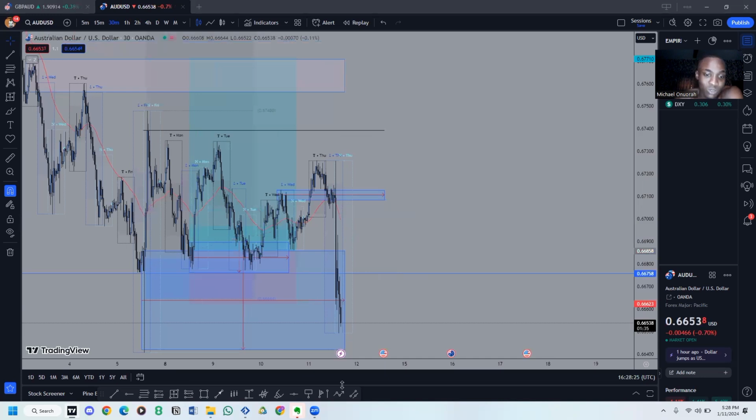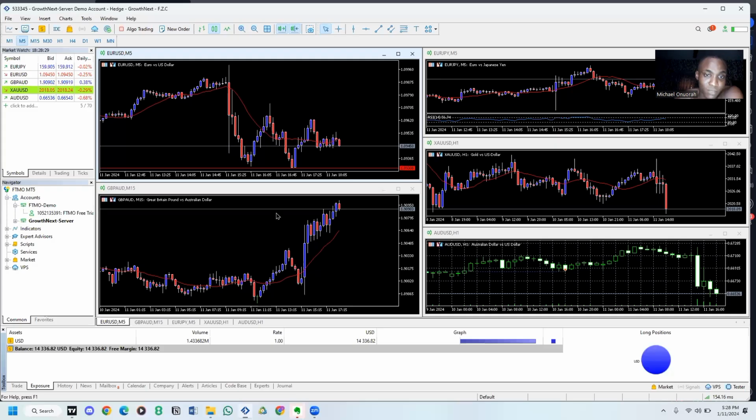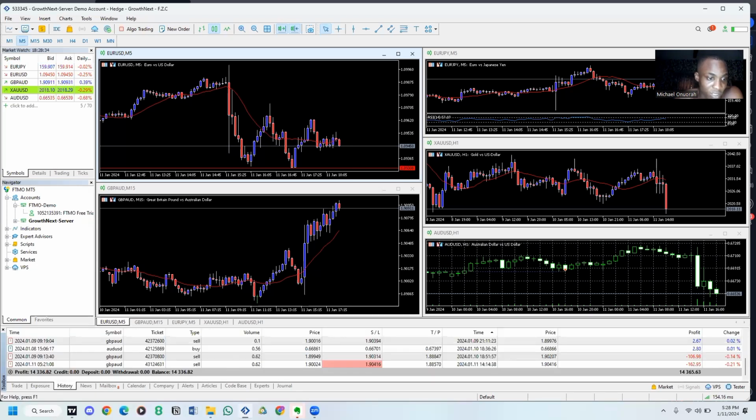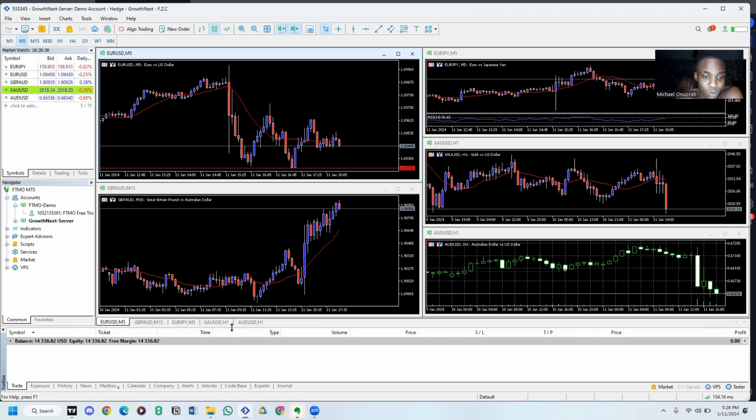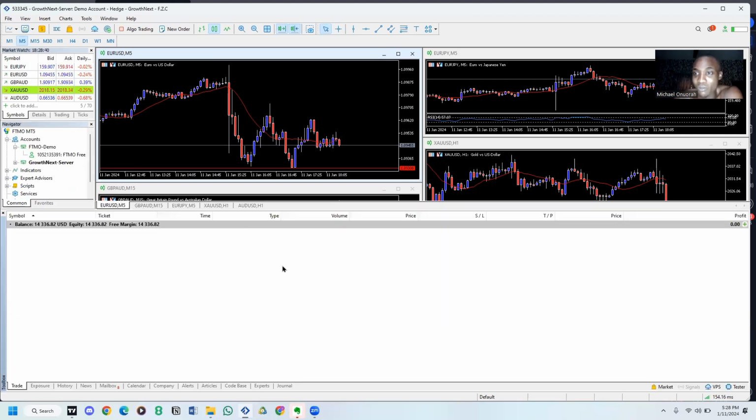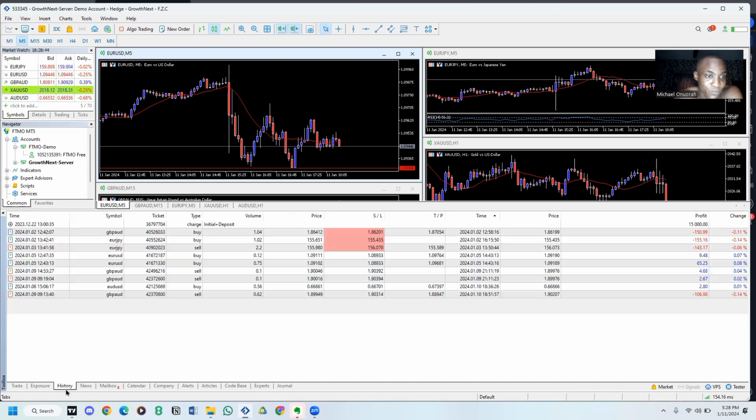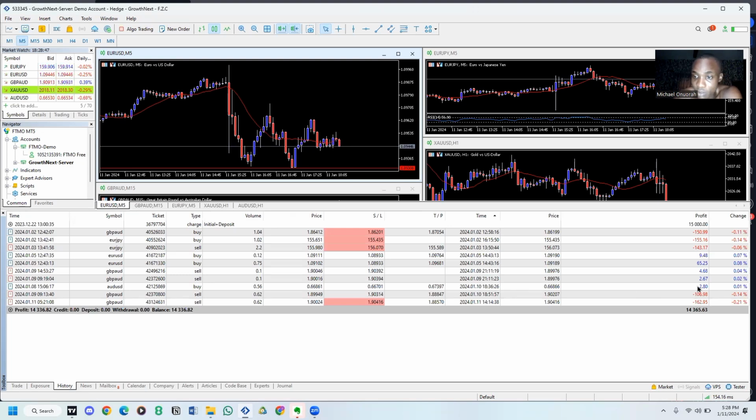On AED USD, I closed it in minor drawdown. Say my equity here is 14,300 and it's almost a 4% drawdown or even more. Let's say 4% drawdown. Yeah, I closed AED USD with about $2.